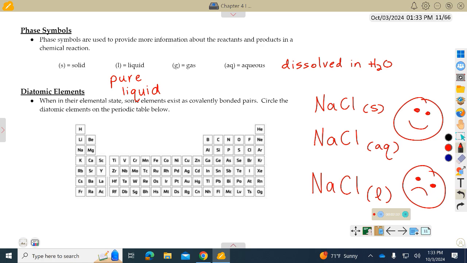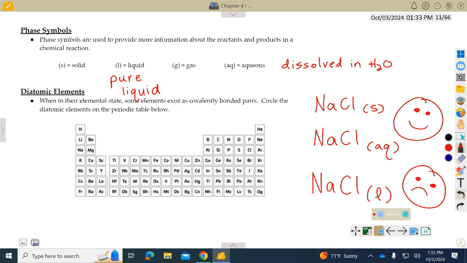Sodium chloride does not exist as a liquid. Like in its pure form, it's never going to be a liquid. I mean, I shouldn't say never, but its melting point is like thousands of degrees. Like rarely would it ever be a liquid. And so there is a difference between the L liquid and the AQ aqueous. Aqueous would mean that something is dissolved in water. L, it naturally occurs as a pure liquid. Sodium chloride does not naturally occur as a pure liquid. We would not use the L for a sodium chloride solution.